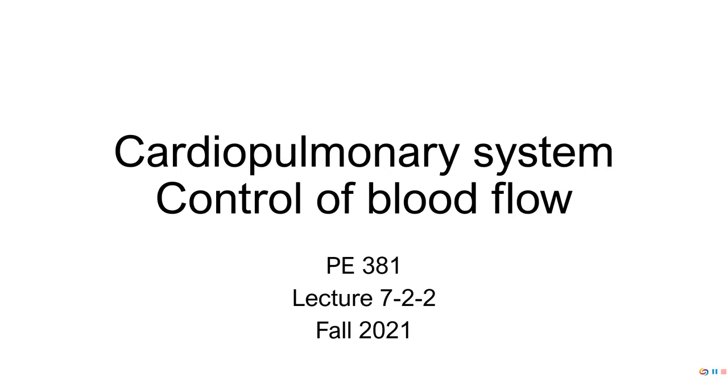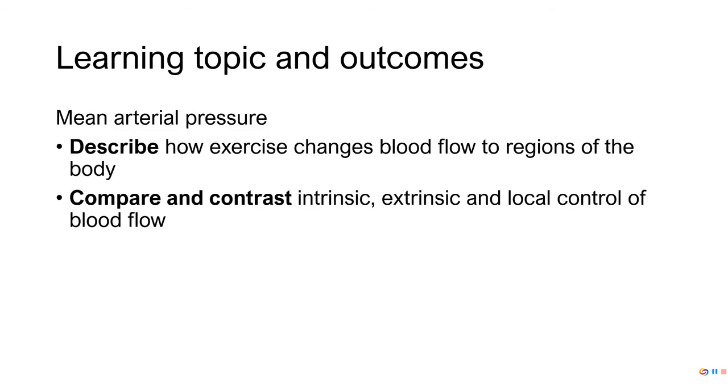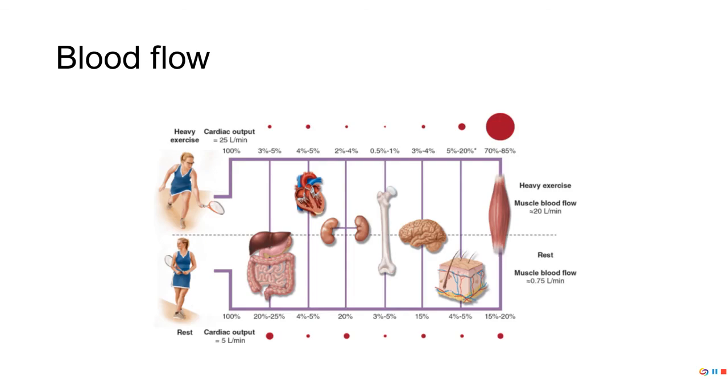So we're going to talk about how blood flow is controlled with this lecture. And we've got two objectives. And so we're going to have intrinsic, extrinsic, and local control. Okay, so I want you to focus on this picture. And for right now, just worry about the bottom part.